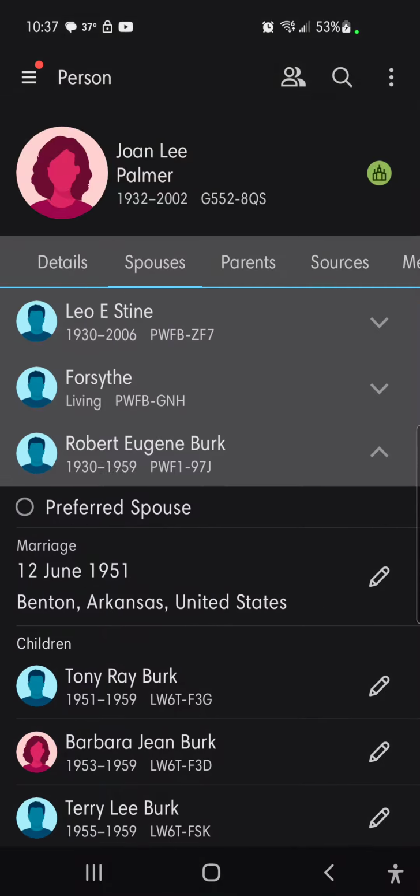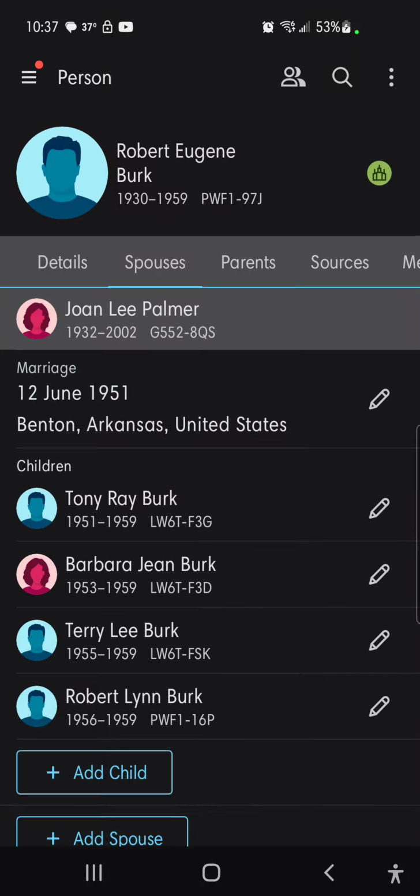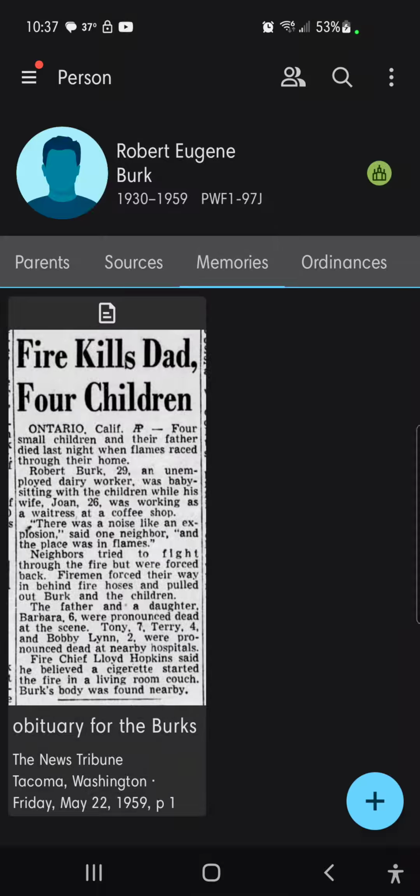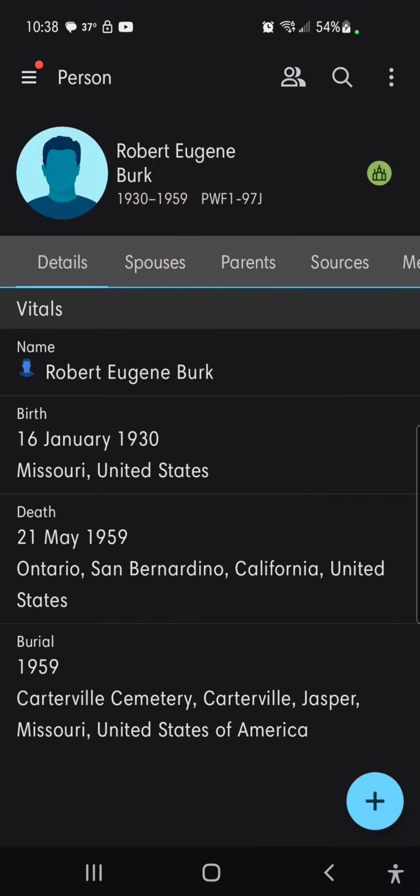So let me go over to Robert Eugene Burke. I attached it to all of the children as well. I go over to memories where I added it, and there was a fire in the family home. The first thing that it provided me was the reason for all of them dying. The second thing it provided was the fact that it took place in Ontario, California. I only had San Bernardino County, California, and Ontario is in San Bernardino. So I went ahead and I refined all of these by adding Ontario, San Bernardino, California, United States in place of San Bernardino, California, United States. So when I look at the memory, it tells the tale.